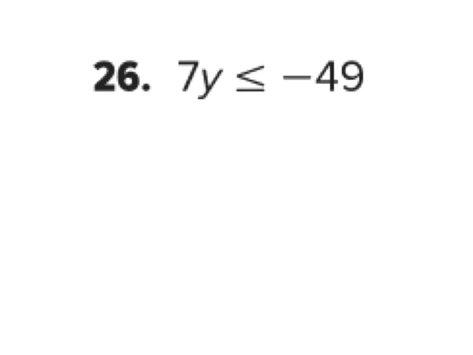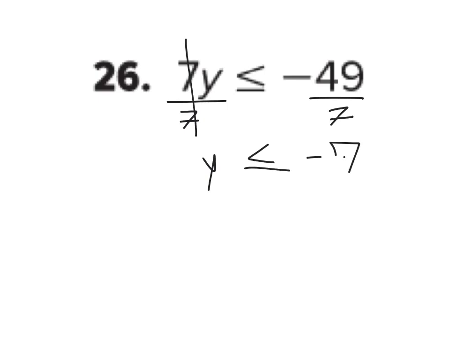Okay, for 26, I have 7 times y is less than or equal to -49. I would divide each side by 7 to undo that multiplication between 7 times y, and I would get y is less than or equal to -7.